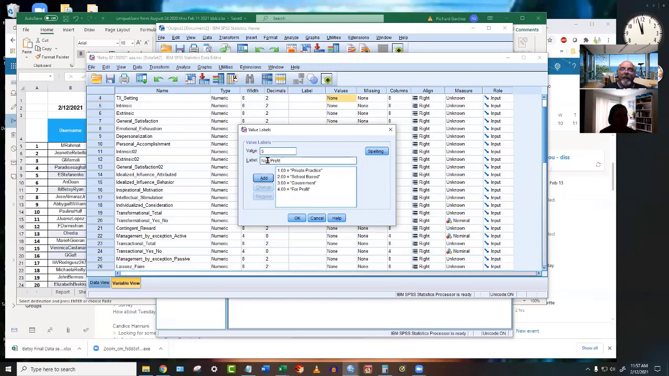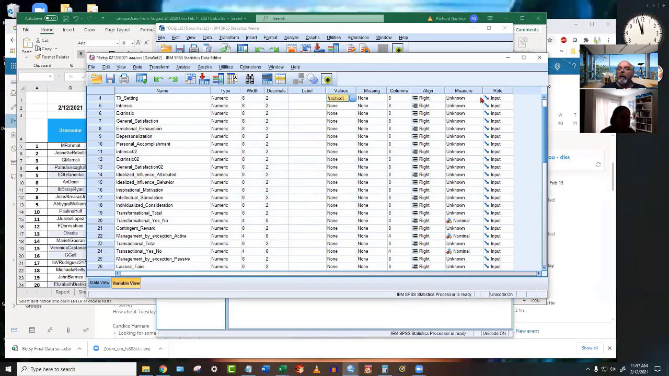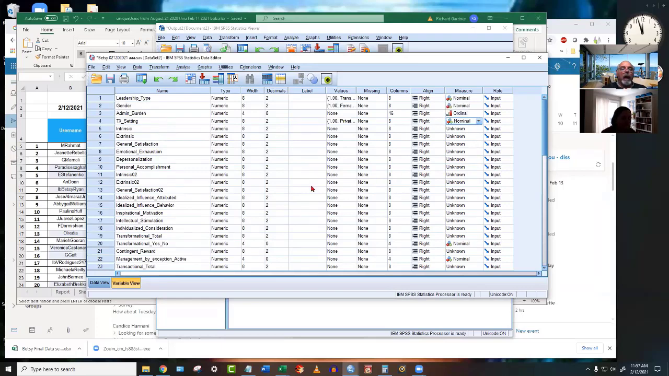Non-profit, like me. 6 is hospital. 7 is substance use treatment. Substance use or abuse? Abuse. I'm not an abuser, I'm just a user. Okay. So that's for those. I don't think that is nominal.